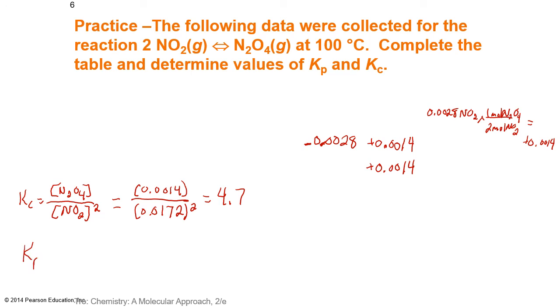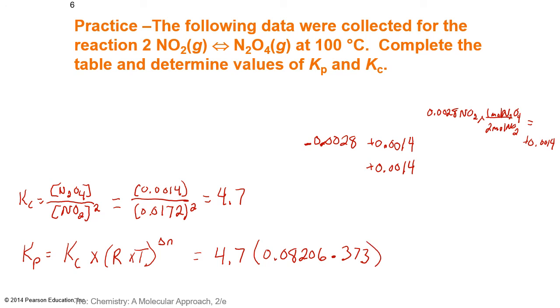To find the Kp, it is the equilibrium constant for concentration times R times the temperature raised to our change in the number of moles. So if we plug our values in, 4.7 times 0.08206, times 100 degrees Celsius, so 100 plus 273 is 373. Our change in moles, so products is 1 mole minus our reactants, which is 2 moles, for a change of -1 moles. And so our Kp is 0.15.